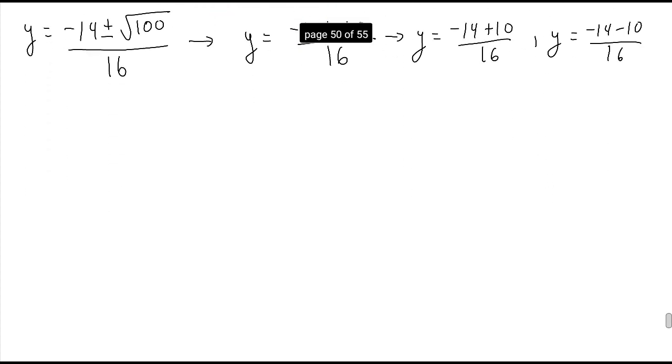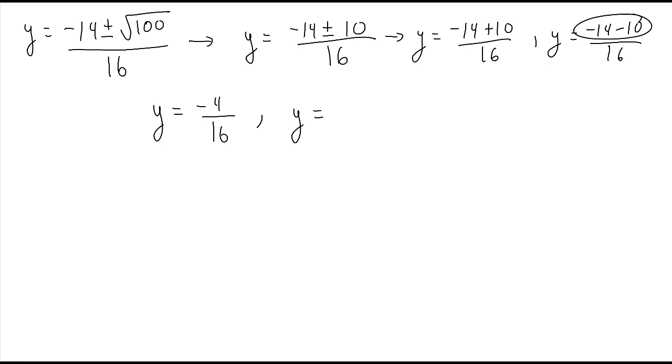Okay, let's simplify both of those. Y equals negative 14 plus 10 is negative 4 over 16. And y is equal to negative 14 minus 10 is negative 24 over 16. Okay, we will reduce our fractions.